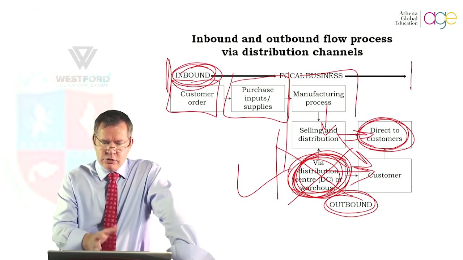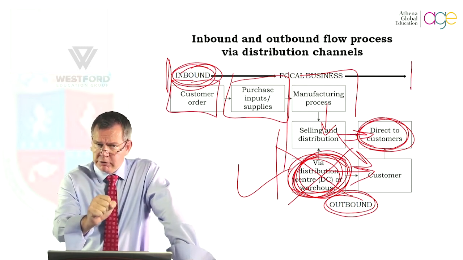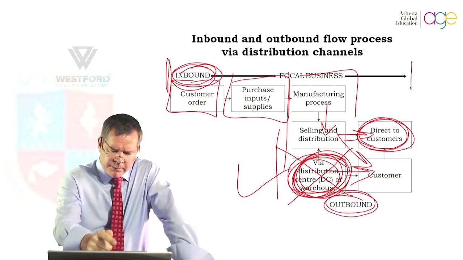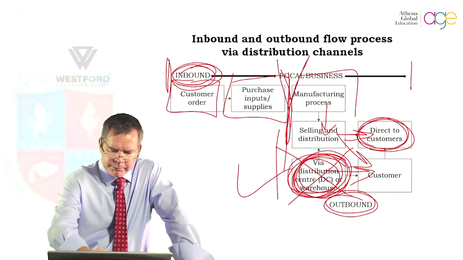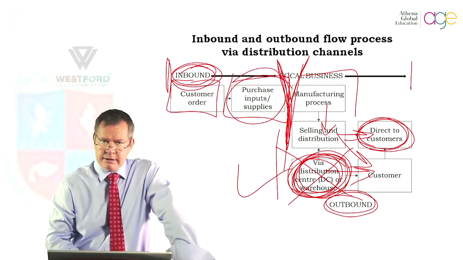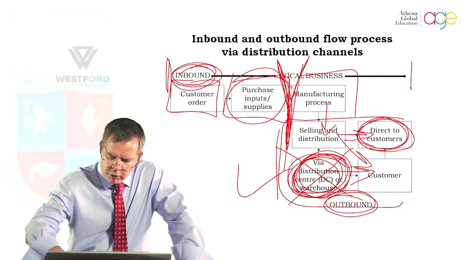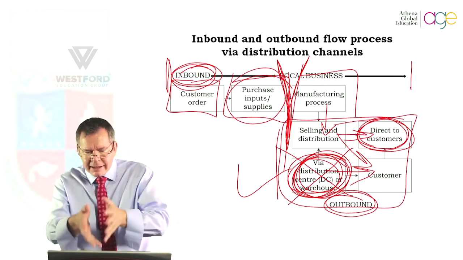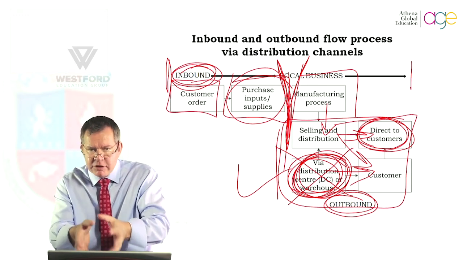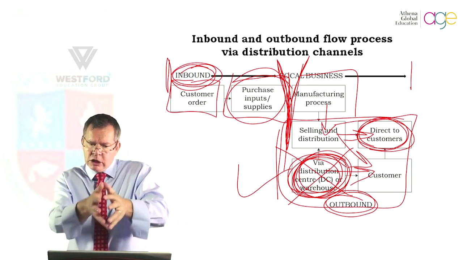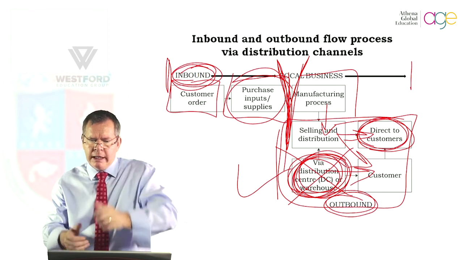So this is just to show you in terms of the positioning of the procurement manager. Yes, I'm primarily involved here at purchasing from the supplier. But if I'm measured on margin, I want to be involved here as well, where I can see whether there's not efficiencies that I can introduce into the overall inbound and outbound flow process via distribution channels.